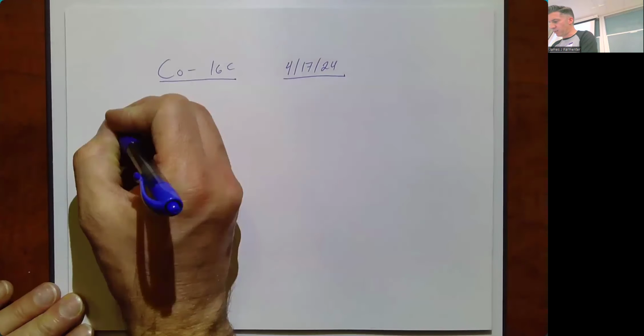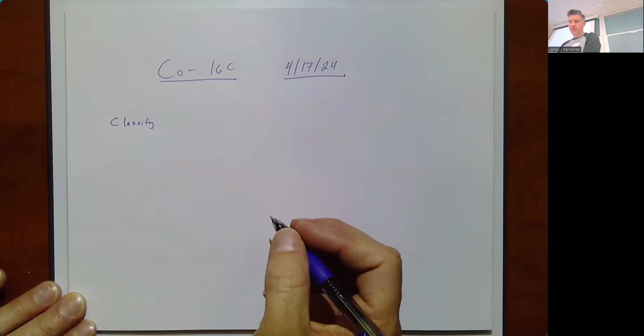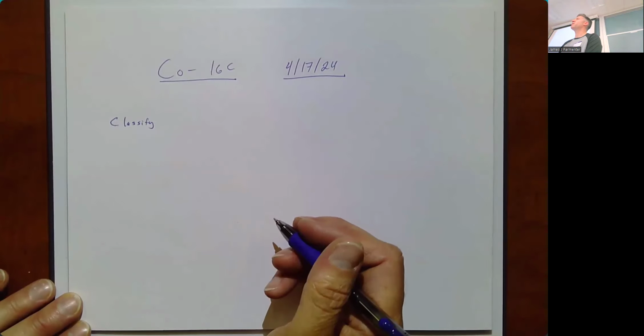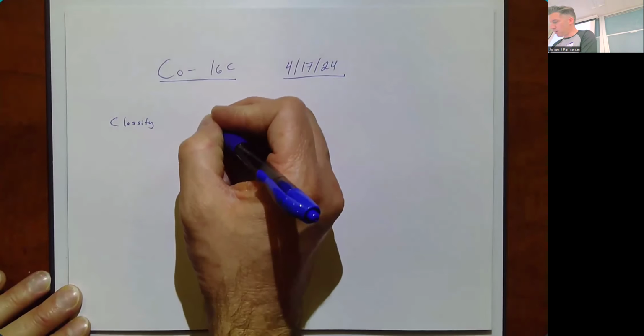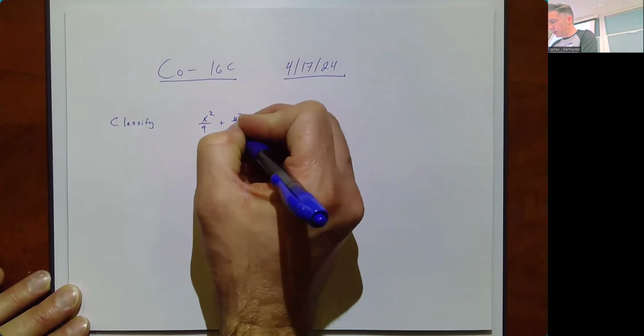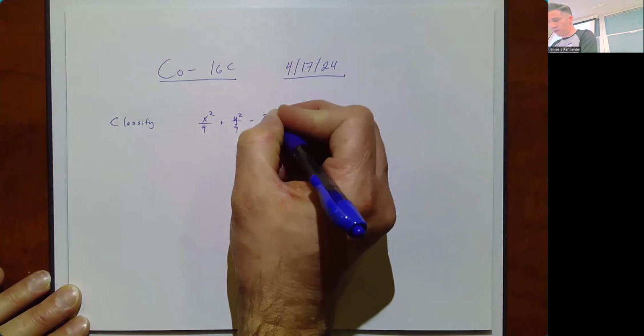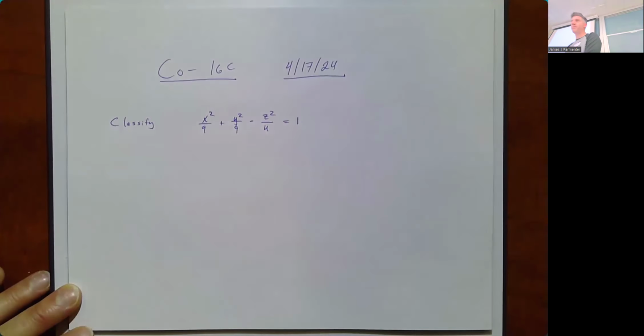Let's talk about classifying something like the following. Let me think about how I can draw this thing. So let's classify x squared over 9 plus y squared over 9 minus z squared over 4 equal to 1.